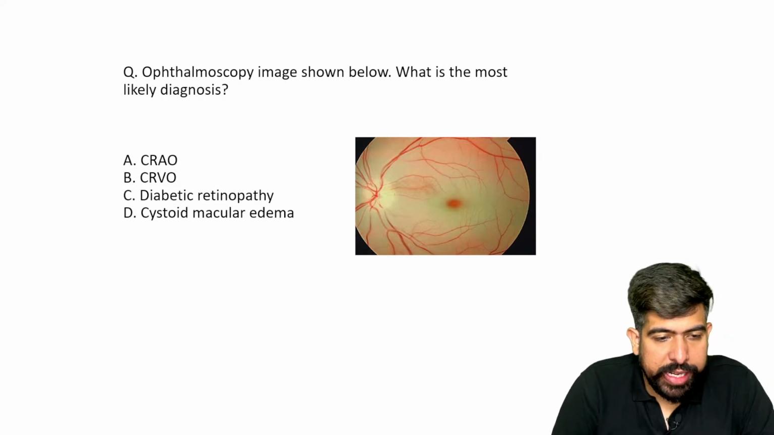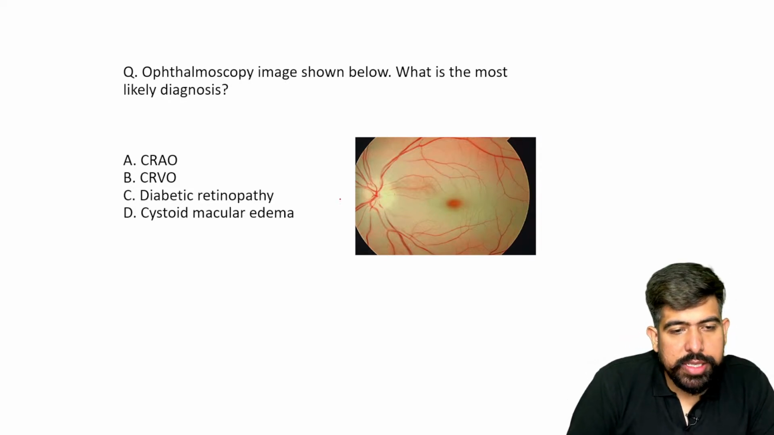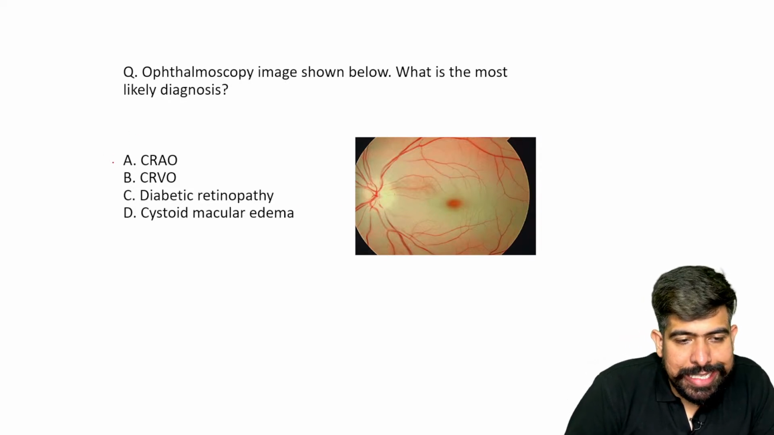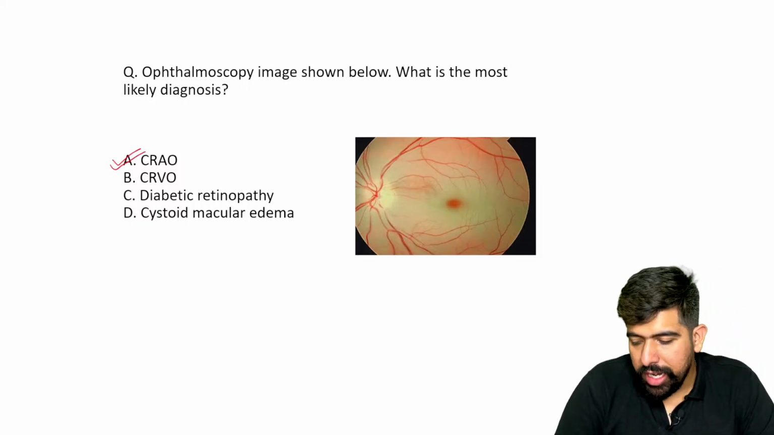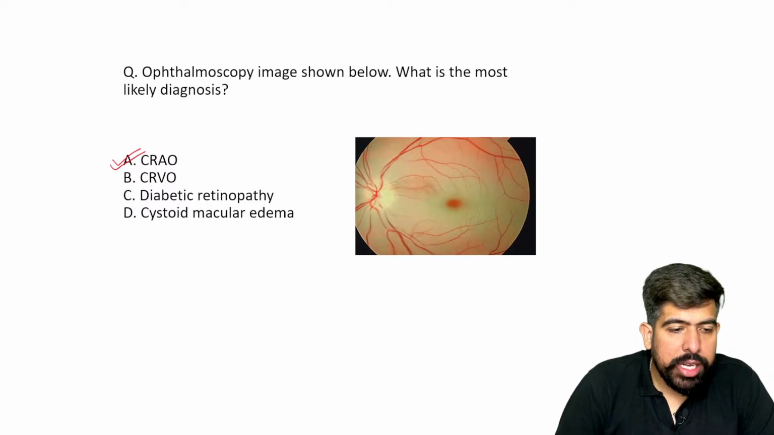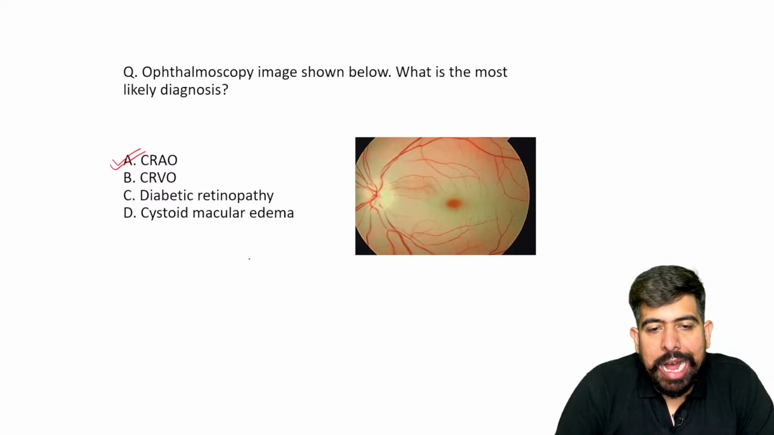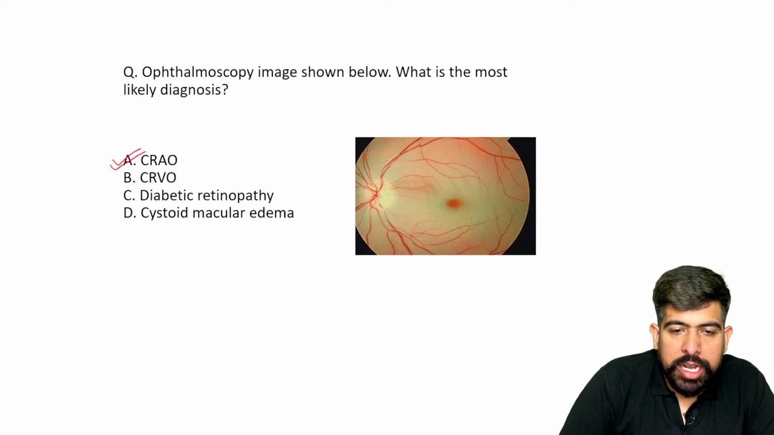Very good, guys, very good. So this is your answer: central retinal artery occlusion. It is an arterial occlusion. Why, guys, is there an arterial occlusion? Just listen to this part. In the periphery you can see it is pale.